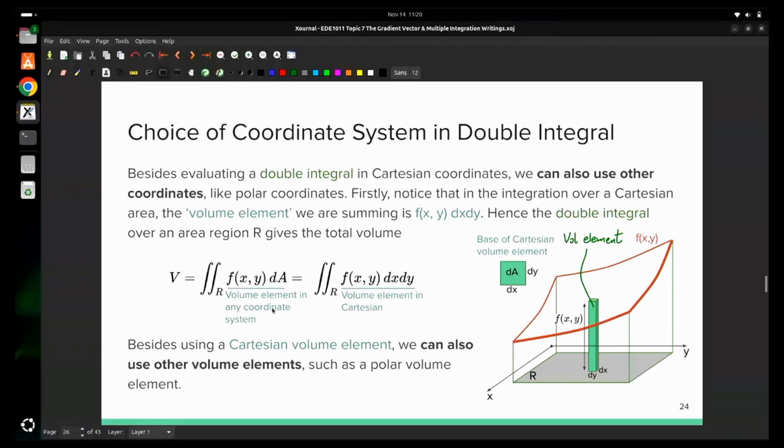So now, if you take this dA and expand it into the Cartesian coordinate system, which is dx dy, then you have this volume element in the Cartesian coordinate system. So it's a Cartesian volume element. Now if you understand that, then we ask the logical question. What happens if we switch to a different coordinate system, let's say the polar coordinate system? Is there such a volume element in other coordinate systems or not? The answer is yes.